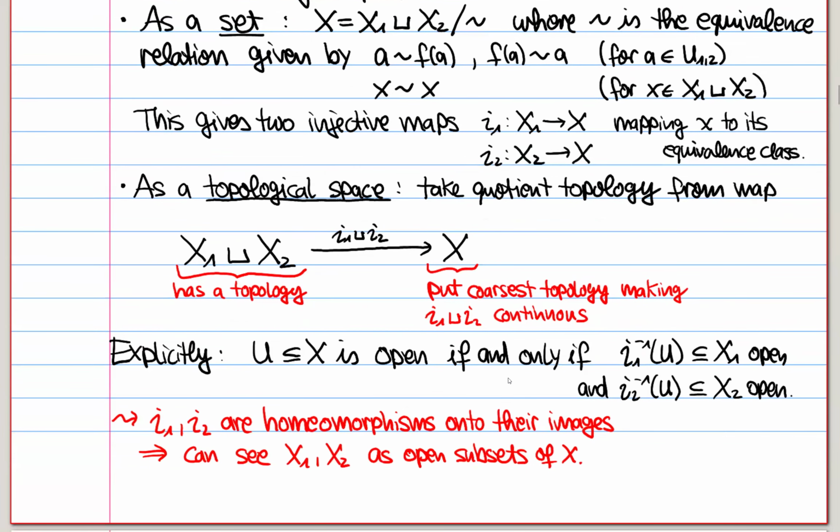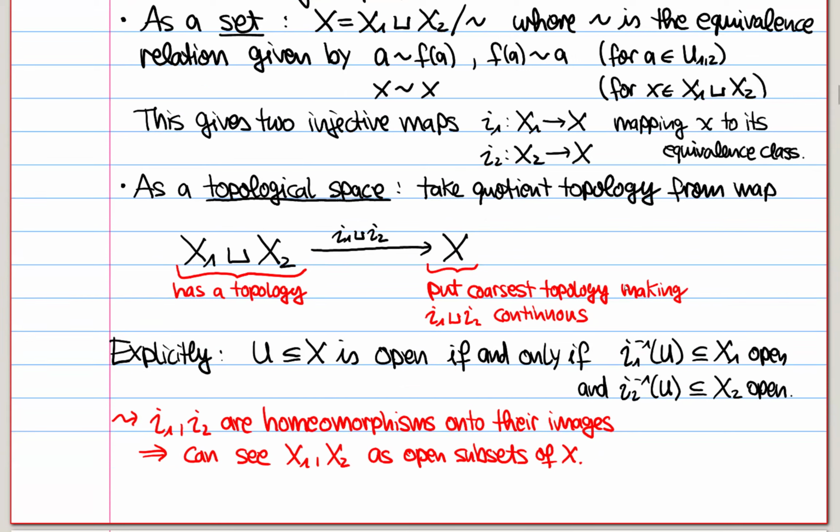To make it explicit, you can say that U inside X is open if and only if the pre-image in here is open. So in other words, if the pre-image in X1 is open and the pre-image in X2 is open. So this gives us a topological space. And then what you can check is that i1 and i2 are homeomorphisms onto their images. I would say this is a short exercise, but how you would prove this: i1, we have already seen, is a bijection onto its image.